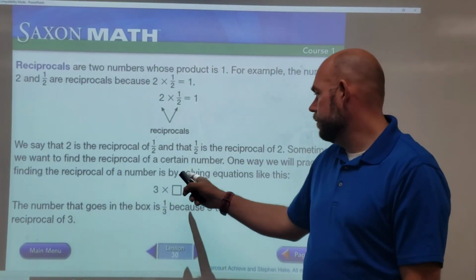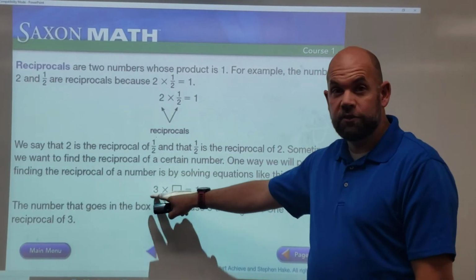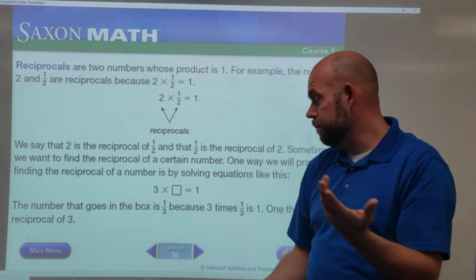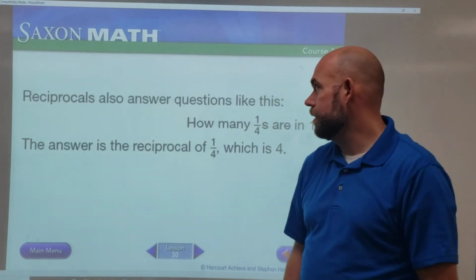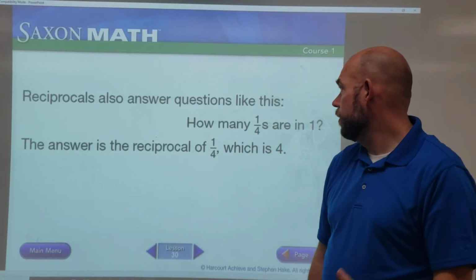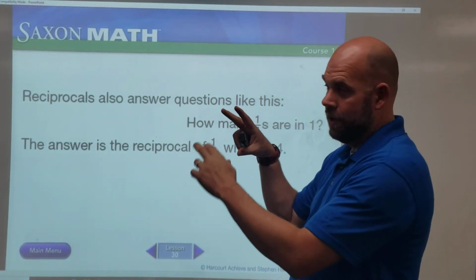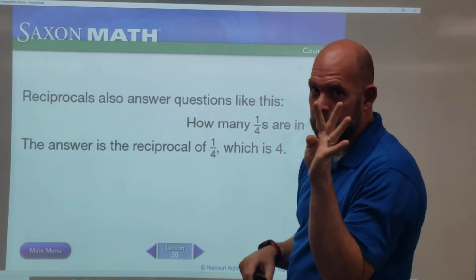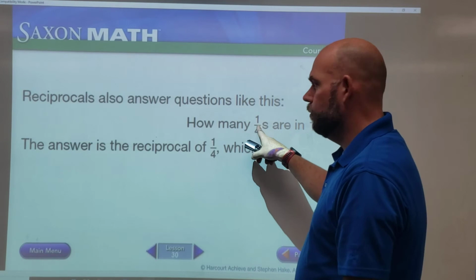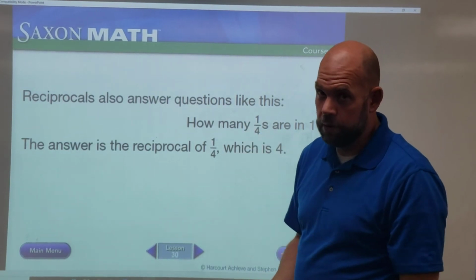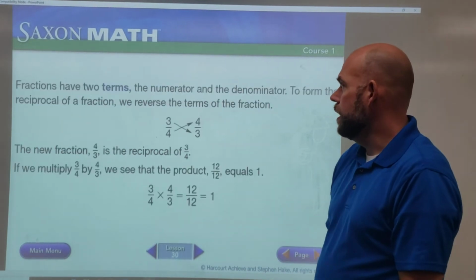Sometimes we want to find the reciprocal of a certain number. If we want to find the reciprocal of 3, we simply flip it upside down. So 3 over 1 we can switch over, and it'd be 1/3, because 3 times 1/3 equals 1. That's a good way to think about it. Reciprocals answer questions like this: how many 1/4ths are in 1? Well, if we have a pie, we know there are 4 fourths. That makes sense in our mind. But the other way you can do it is to ask, what's the reciprocal of 1/4? 4 over 1, which is 4. So the reciprocal of 1/4 is 4.